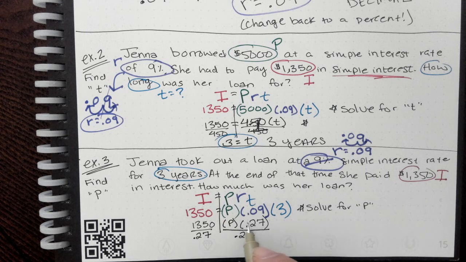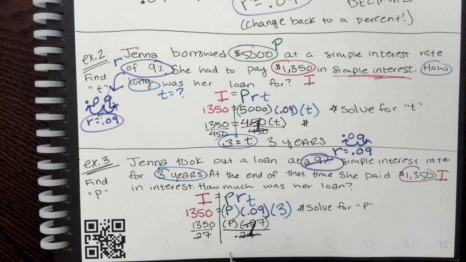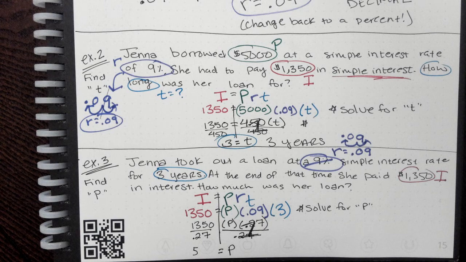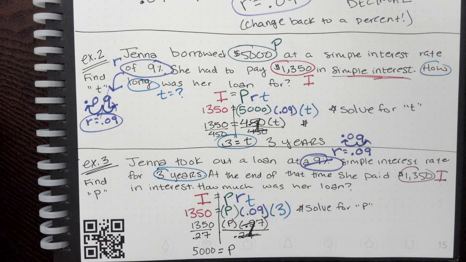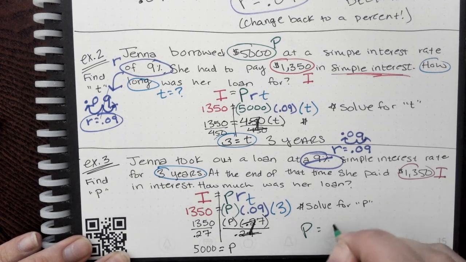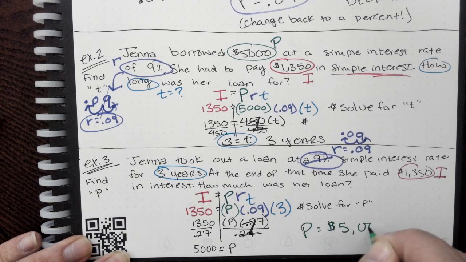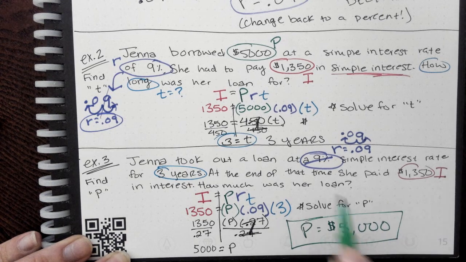We do that because on the right side, we'll have 1 times P, which is just P. On the left side, we'll have 1,350 divided by 0.27. Try to work that out. And that'll give us 5,000, which means the principal is $5,000. She borrowed $5,000 for her loan.